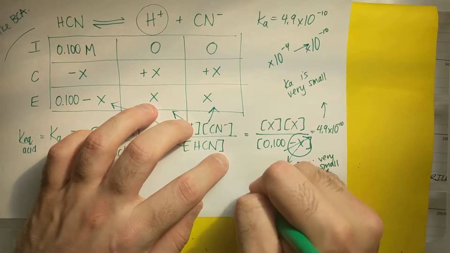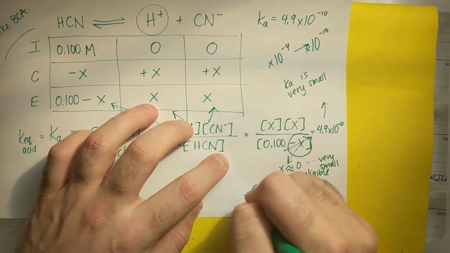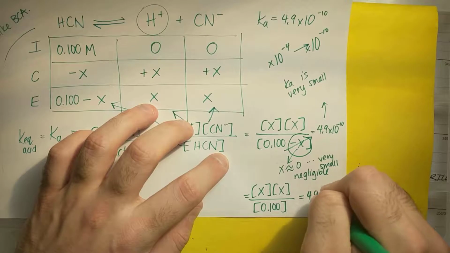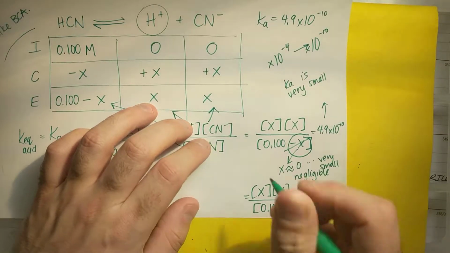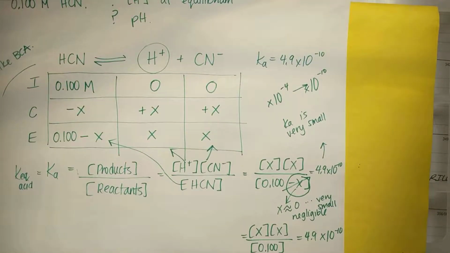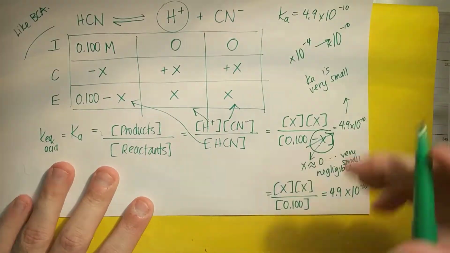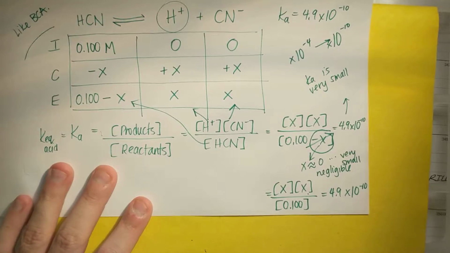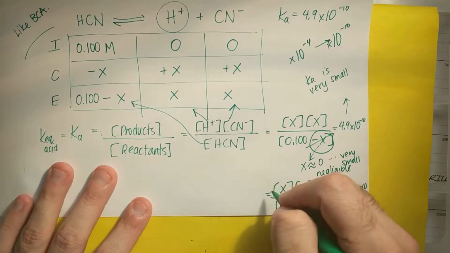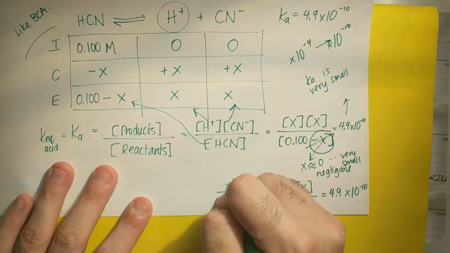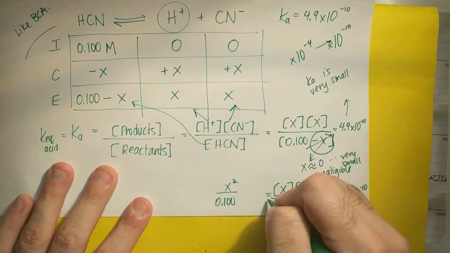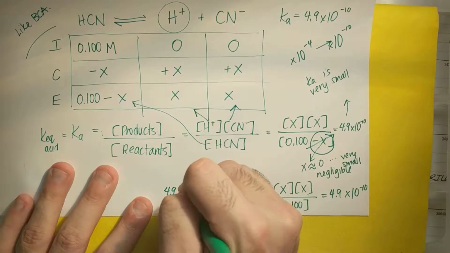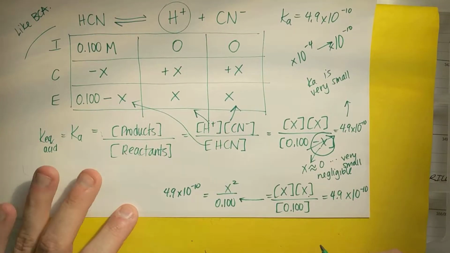So it becomes X times X all over 0.1 equals 4.9 times 10 to the minus 10th. If I were to simplify these calculations, X times X, the concentration of X times the concentration of X, is X squared over 0.1. So X squared over 0.1 is equal to 4.9 times 10 to the minus 10th.